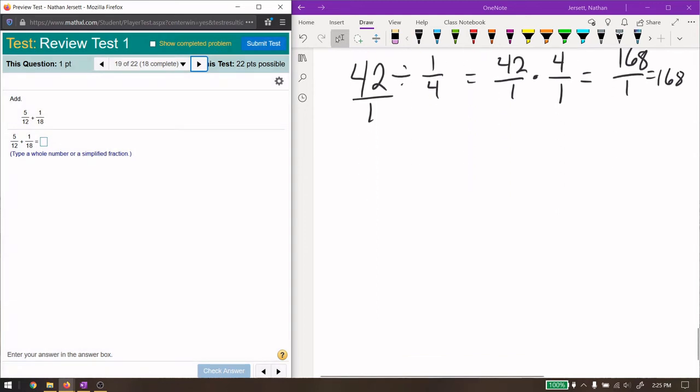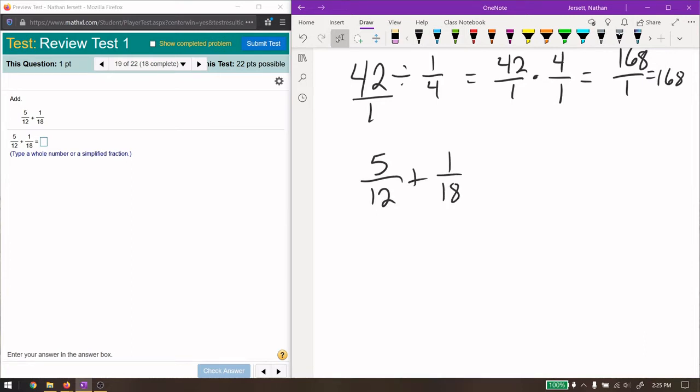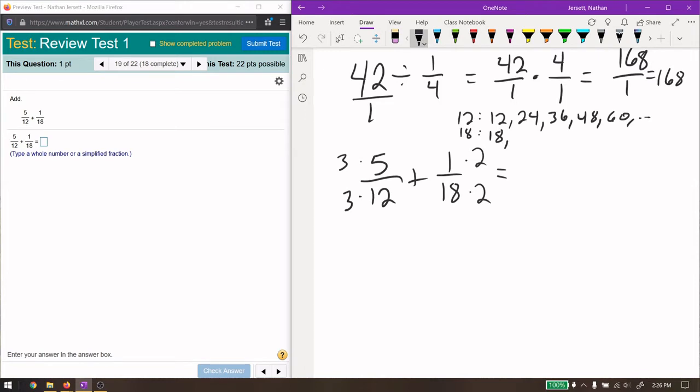To add fractions, we have to have common denominators. The common denominator between 12 and 18, if we multiply 12 by 3 and 18 by 2, we get 36 for both of them. You can just do 12 times 1 is 12, times 2 is 24, times 3 is 36, 4 is 48, then 60, and so on. 18 times 1 is 18, times 2 is 36, and right there, you see we have a common multiple.